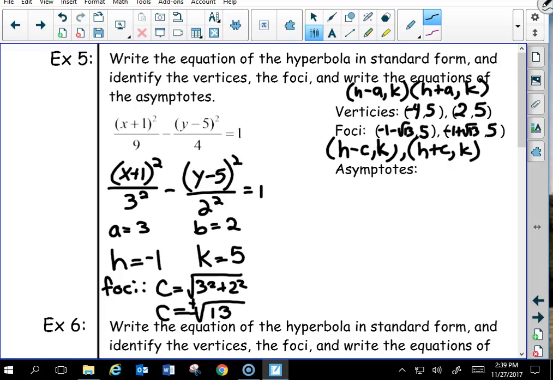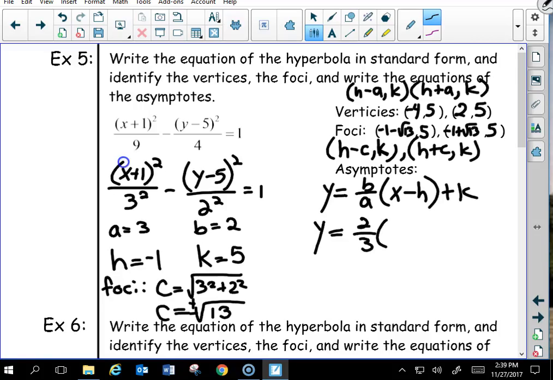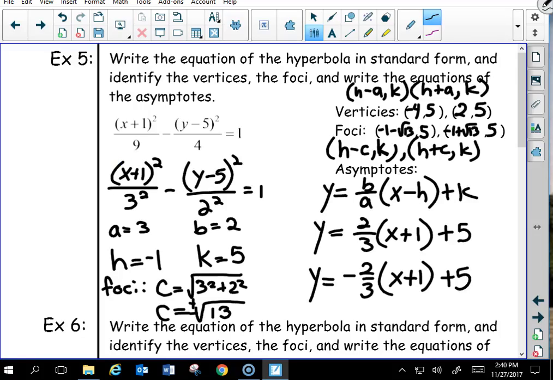Our asymptotes are found at y equals, I'm just going to write this once because it's both a positive and negative, b over a times (x − h) plus k. y is equal to b is 2, a is 3, x minus a -1 is x plus 1, plus 5. And our other asymptote is -2/3, same expression. And we're done.